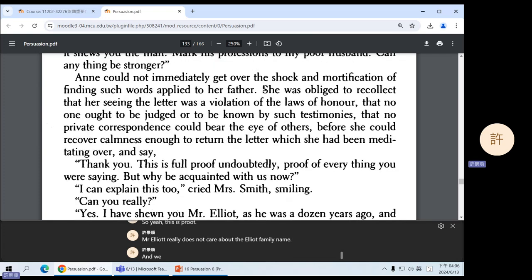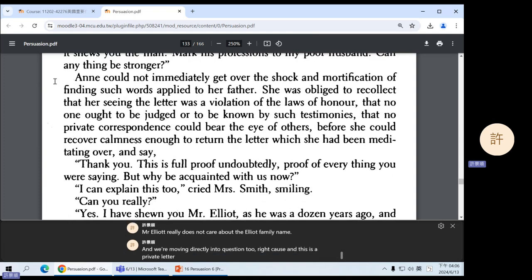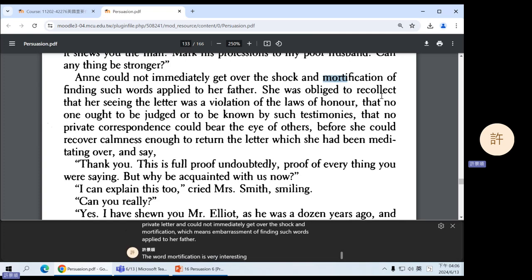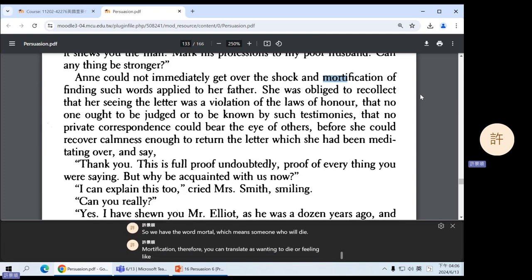And we're moving directly into question two, right? Because Anne, this is a private letter. Anne could not immediately get over the shock and mortification, which means embarrassment, of finding such words applied to her father. The word mortification is very interesting. Mort means death. So we have the word mortal, which means someone who will die. Mortification, therefore, you can translate as wanting to die or feeling like they're going to die. In Chinese, we might say 尴尬的要死.